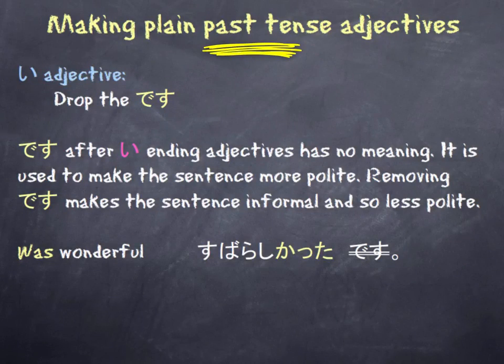Hey guys, today we're having a look at how to make the plain past tense of an adjective. So as we know, in Japanese there are two different types of adjectives. We have an I adjective and we have na adjectives.